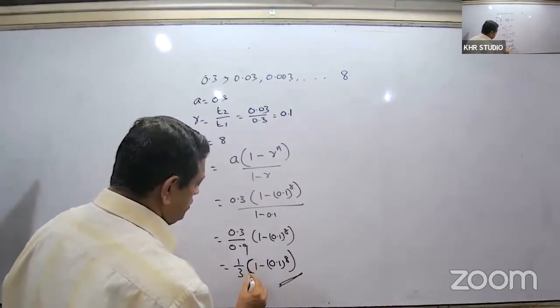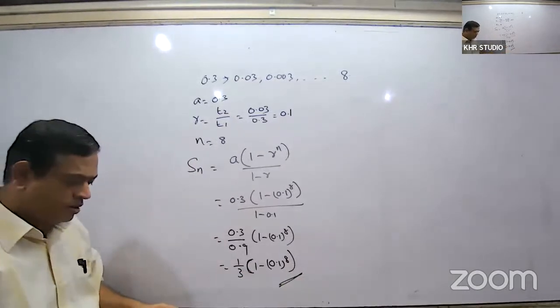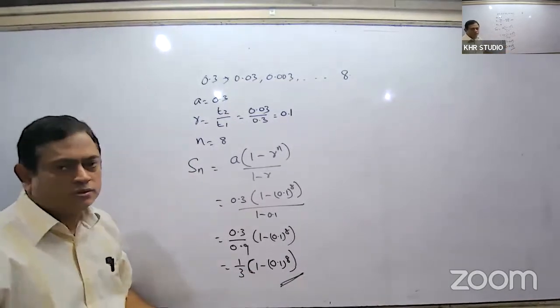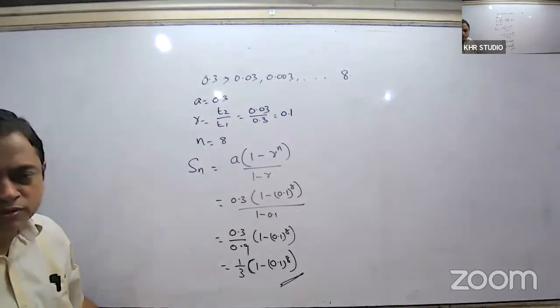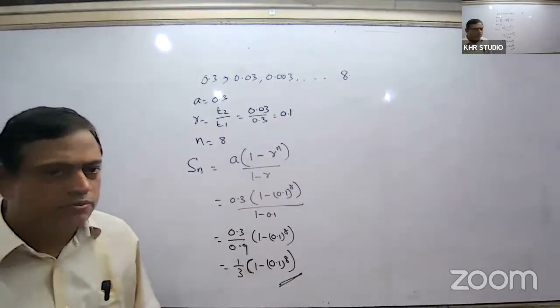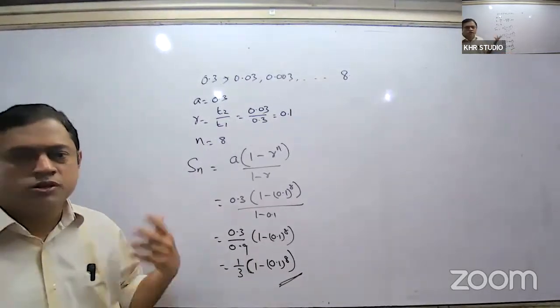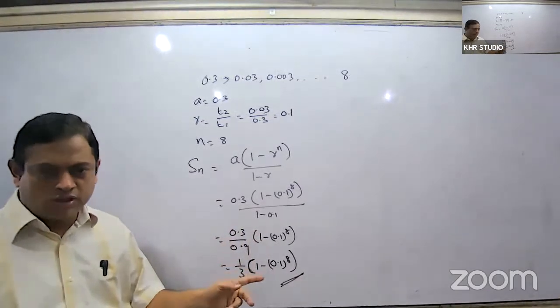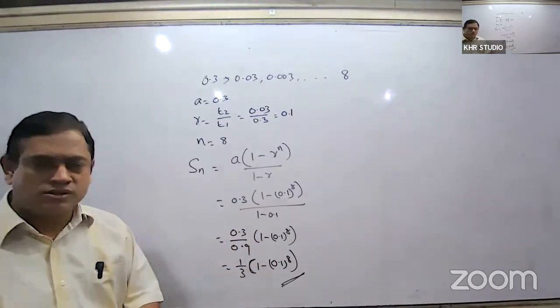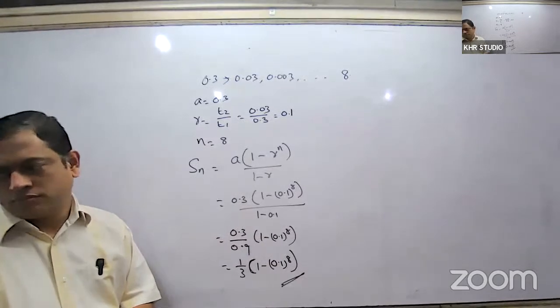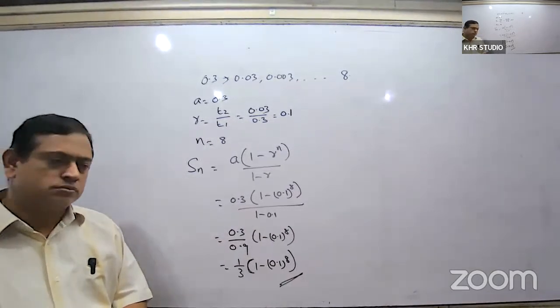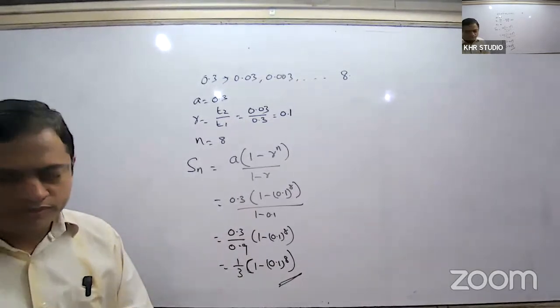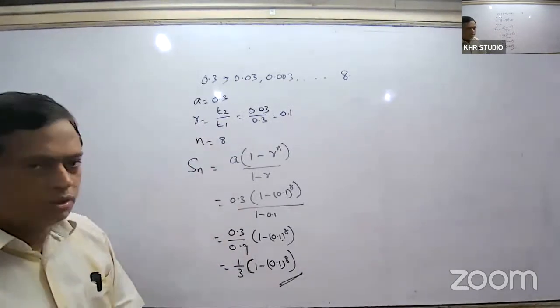Don't go for any simplification further. How will you simplify? If you want to, you can simplify. 0.1 raised to 8 means 1 followed by how many zeros? 7 zeros and 1. Then subtract, and not inverse. Hope you got it.